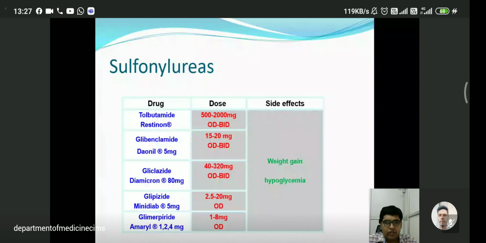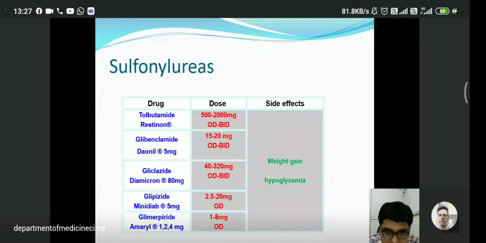First drug is sulfonylurea. You can see what sulfonylureas we use. First you can see glutamide, second glibenclamide, third is gliclazide, and glipizide and glimepiride. Okay, these are the drugs under sulfonylurea. Below the names are the brand names, like you can see Restinol, you can see Emerit. These are the brand names of this drug. So these are the group.